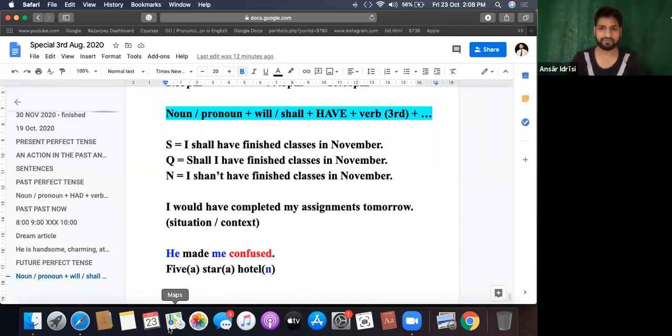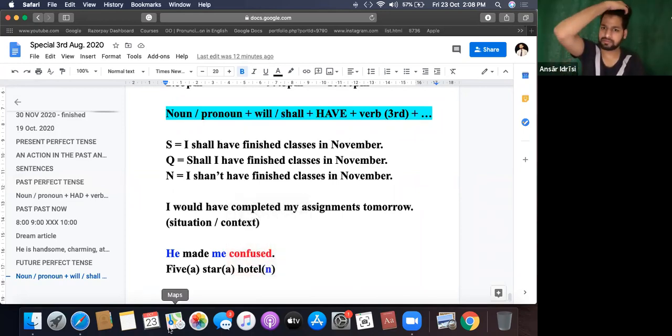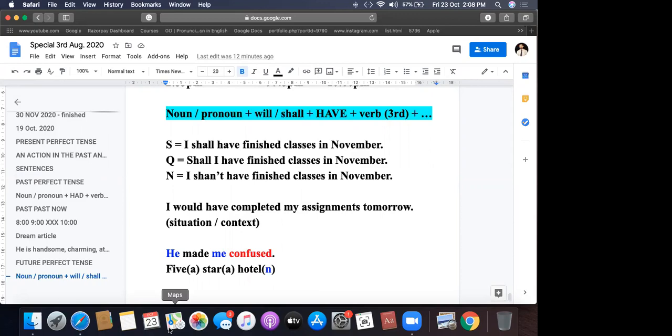He won't have. He will have hit me. Will he have hit me? He won't have hit me. Next, he will have cooked the food. Will he have cooked the food? He won't have cooked the food. Very good. Next, he will have blown the balloon. Will he have blown the balloon? He won't have blown the balloon.